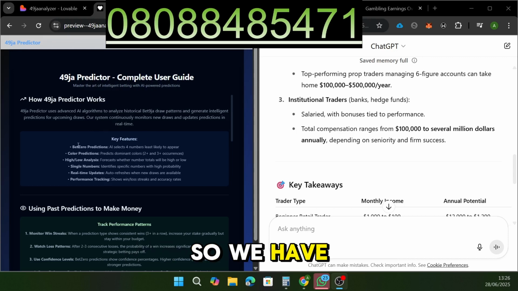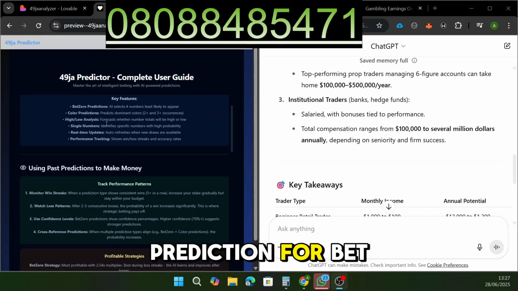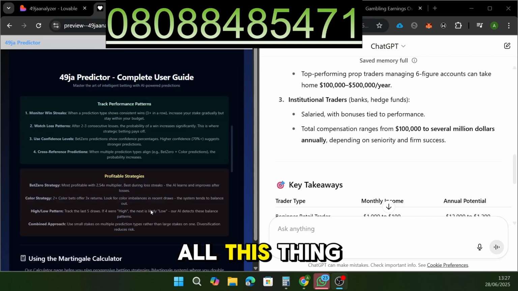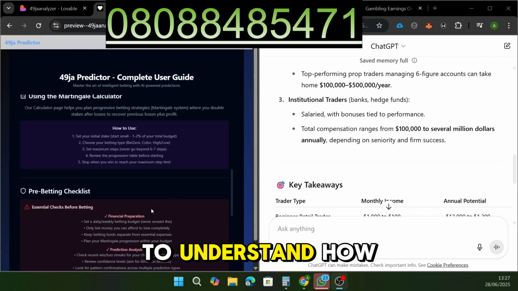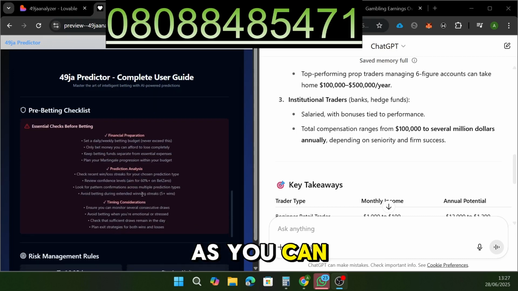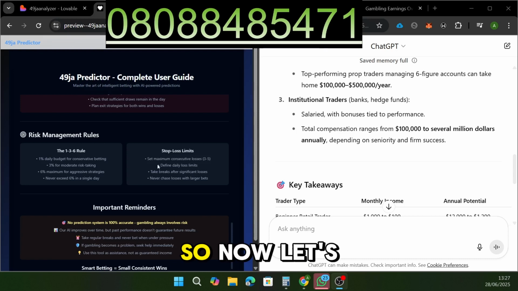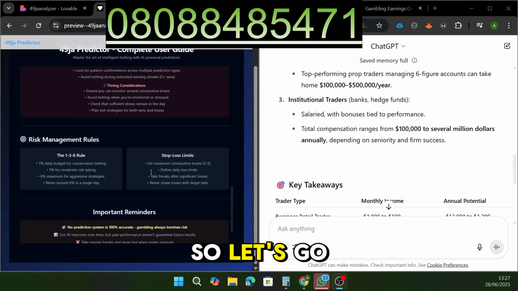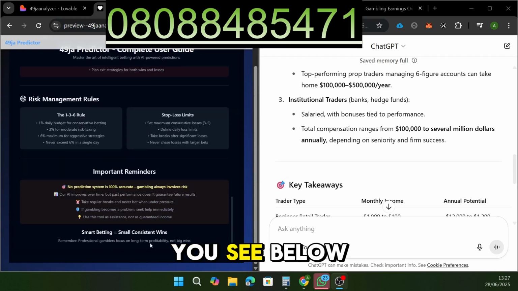So we have these people playing on casino bets or Bet Ninja. We have predictions for Bet Zero. You can read all of this here, everything, just to understand how the risk management works. As you can see, we have everything set up here. Now let's go below.